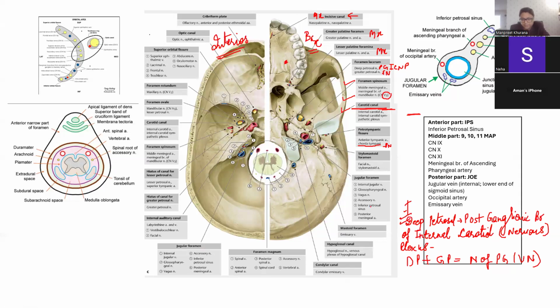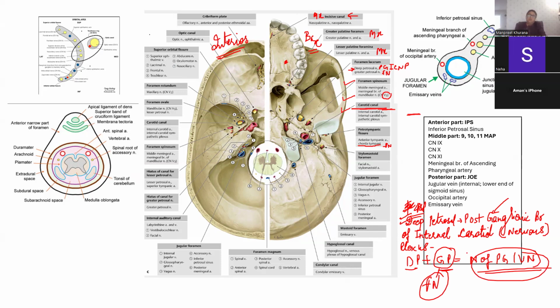Sorry for all the technical interruptions. The greater petrosal is a branch of the facial nerve, and the deep petrosal is the postganglionic branch of the internal carotid plexus. Sorry, I just wrote it wrongly here; because of the technical difficulty, I made this error. These two branches join to form the nerve of the pterygoid canal.